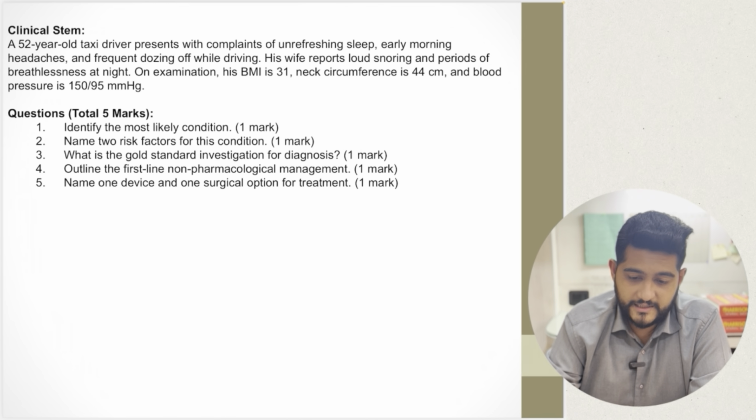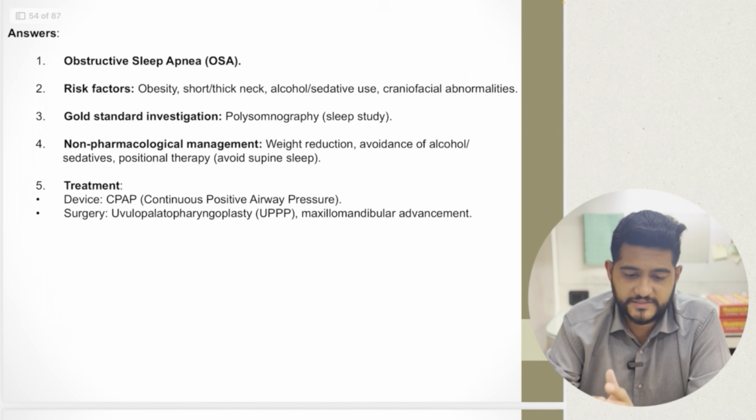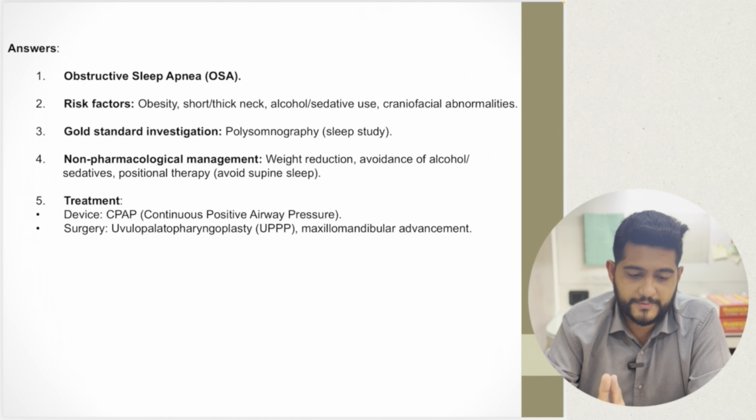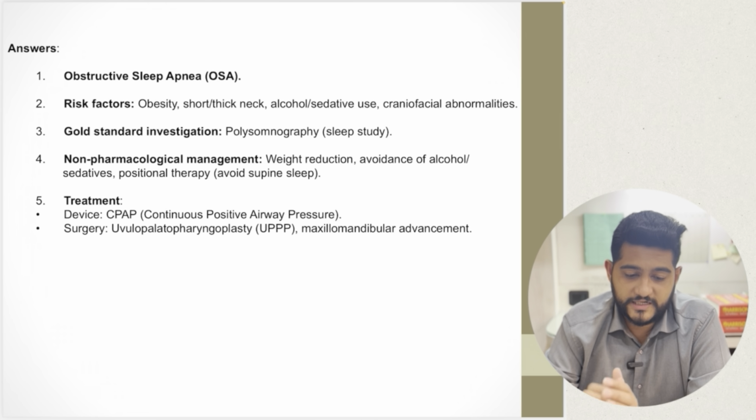His BMI is high, so he is obese. Wife is reporting loud snoring, and also his blood pressure is high, so another comorbidity. So of course something like obstructive sleep apnea comes to your mind when you see this question. So the answer is obstructive sleep apnea. Risk factors are definitely obesity, as in this case, short neck, alcohol use, craniofacial abnormalities, and various comorbidities which are associated with it. The gold standard investigation is the polysomnography, that is the sleep study.